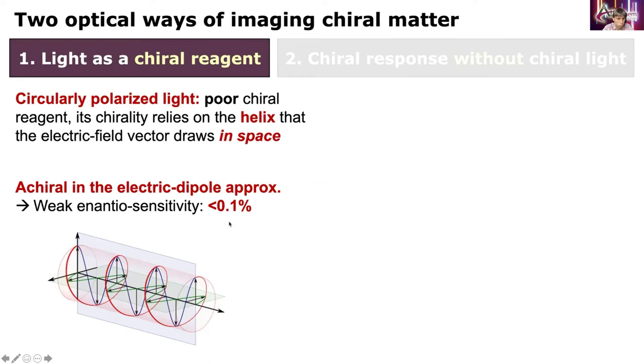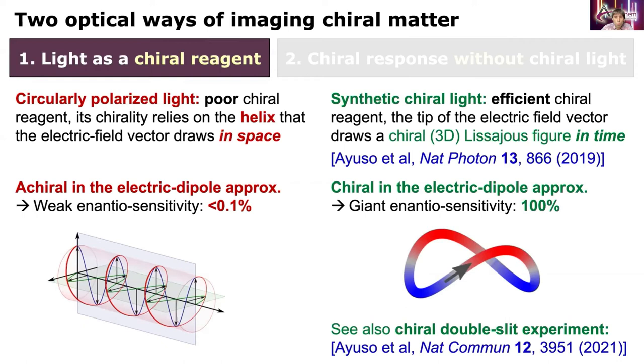We have recently shown that we can bypass this fundamental limitation by using synthetic chiral light, which we introduced in this paper recently. Here, instead of relying on this helical structure in space, we create new optical fields in which the tip of the electric field vector creates a chiral structure in time. This is the Lissajous figure that the tip of the electric field vector in these synthetic chiral fields creates in time.